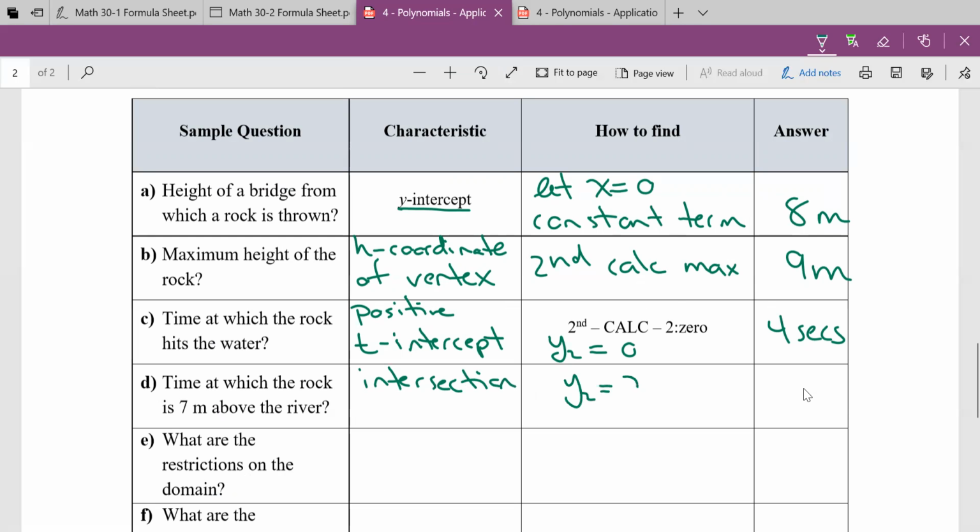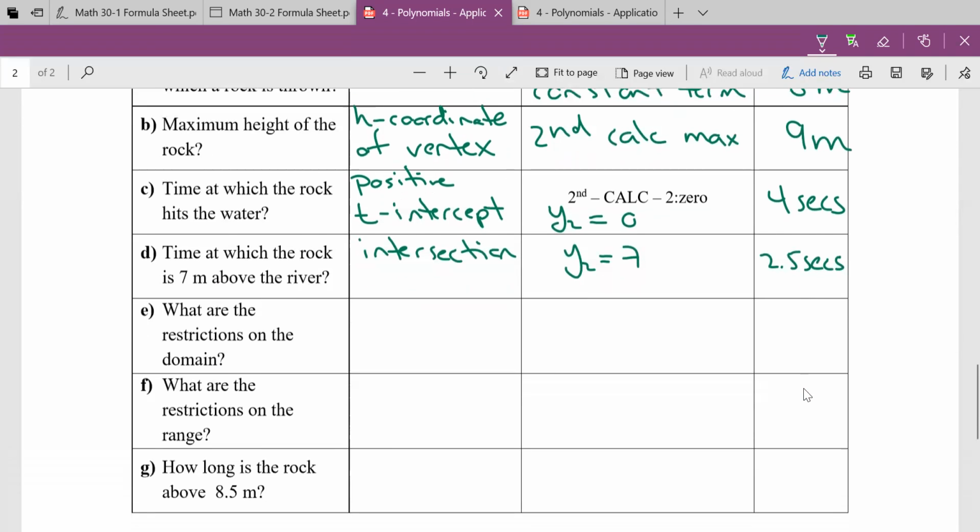And I'm going to let y2 equal 7. And that looked like it was at about approximately 2.5 seconds. Okay, of course, if this was a test, I would actually do it in my calculator. Now, again, a lot of these questions aren't going to be about the answer. They're going to be about the characteristic.